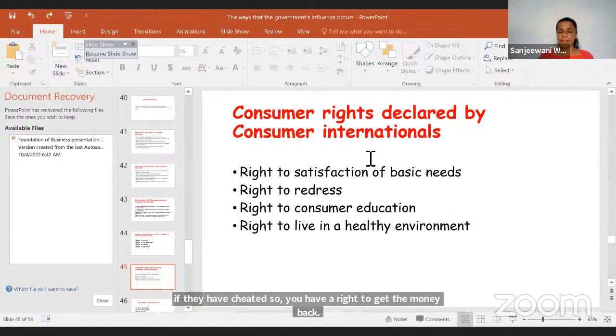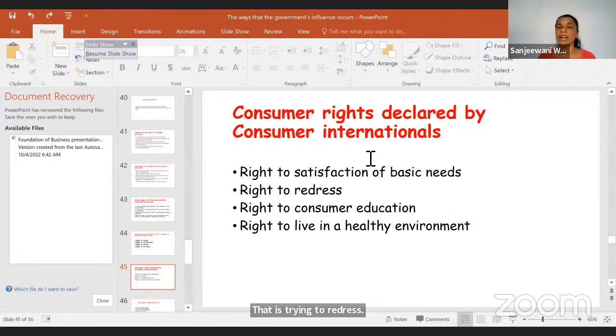Then the right to consumer education is that you have a right to get the knowledge about the product that you are consuming. And the right to live in a healthy environment is that you have a right to live in a healthy environment by consuming the healthy product. Okay, so these 4 consumer rights are declared by Consumer International.